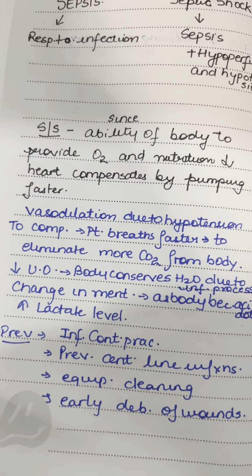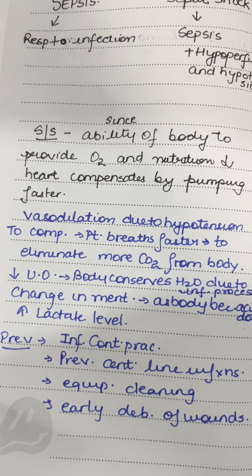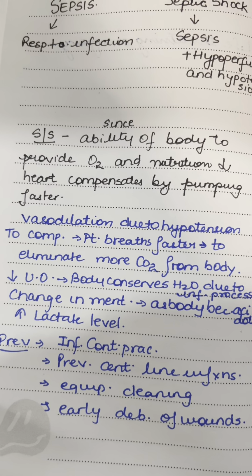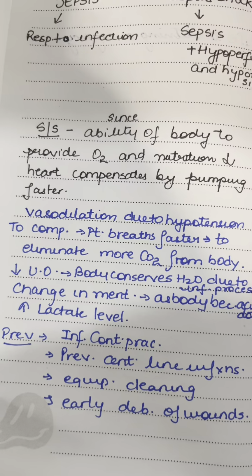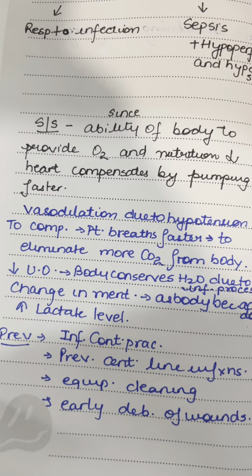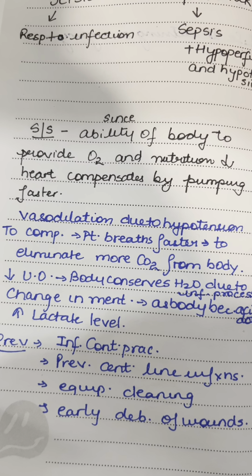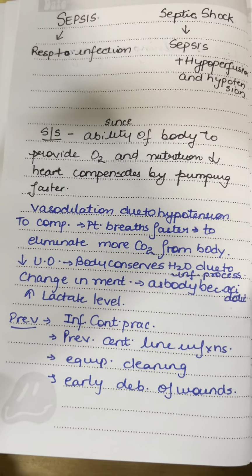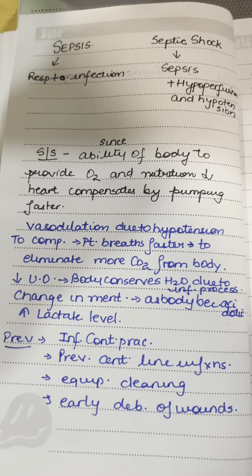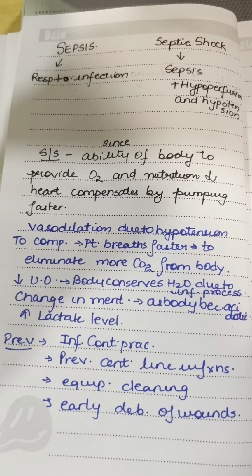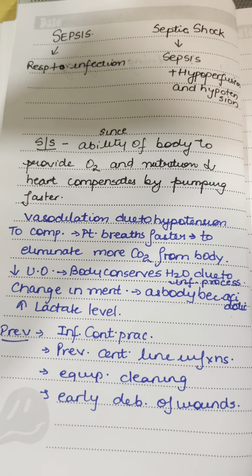The inflammatory response activates the coagulation system that forms clots whether or not there is a bleeding in the body. So the imbalance of the inflammatory response and the clotting are the critical elements that help us diagnose the sepsis in the patients. So the signs and symptoms of sepsis: the ability of the body to provide oxygen and nutrition decreases.